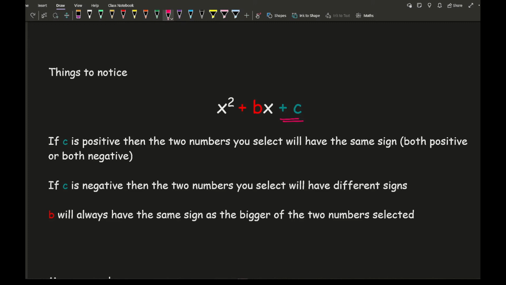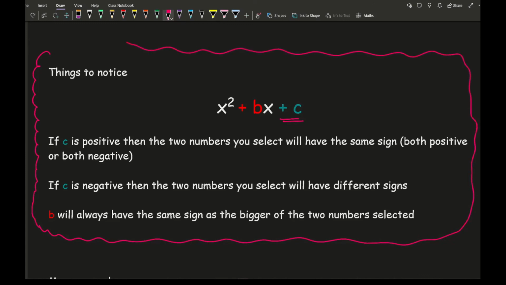Now if C is negative, however, then the two numbers you select will be different signs. So one will be positive, one will be negative, and you've just got to decide which one. B is always the same sign as the bigger of the two numbers that you've selected. So if you are struggling to get your head around the signs of the numbers, then making a note of this will come in handy. And again, if you're struggling, definitely include this in your revision notes or in your revision posters that you decide to collect when working through these particular questions.